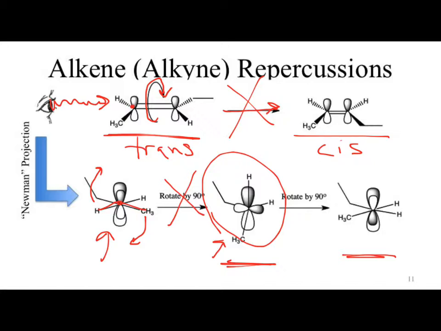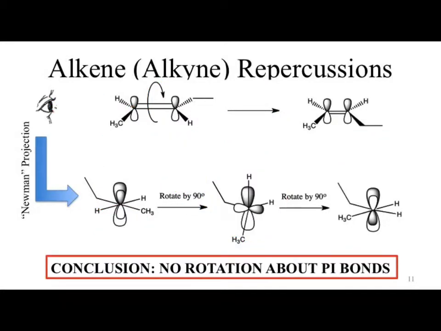So that's our repercussion when it comes to double bonds. We cannot rotate about the double bond like we could with our single bonds. Which is why we can look at cis and trans conformations in double bonds just like we had cis and trans conformations with ring structures. It's the same general idea. So, there's our conclusion. No rotation about your pi bonds, be it a double bond or a triple bond. We will not rotate around those.